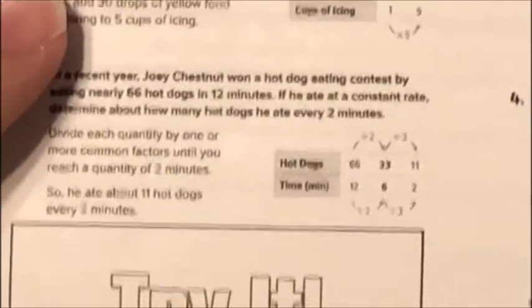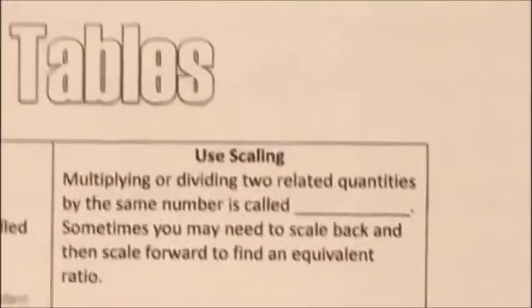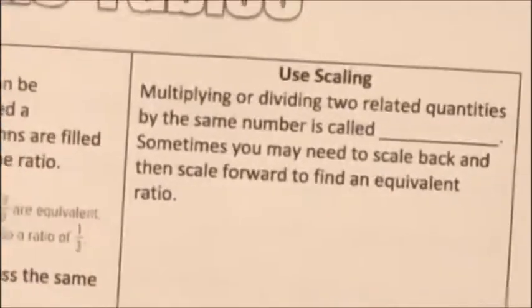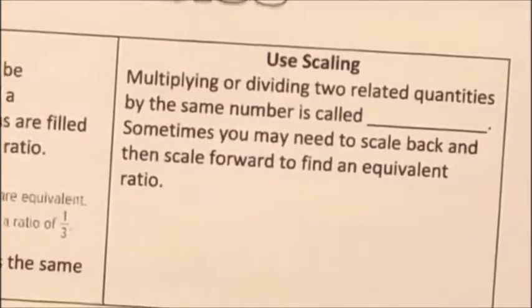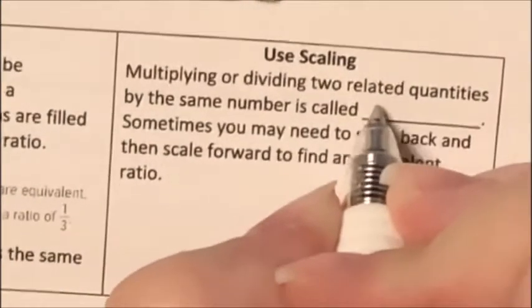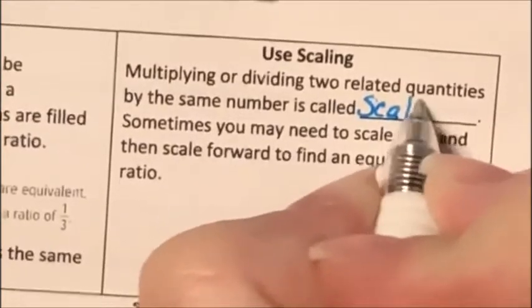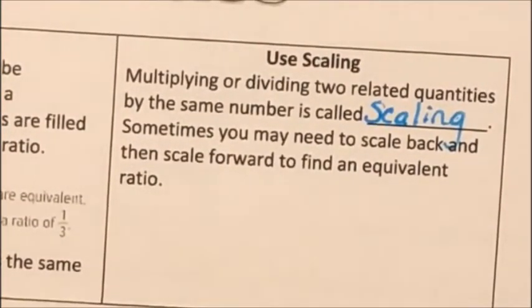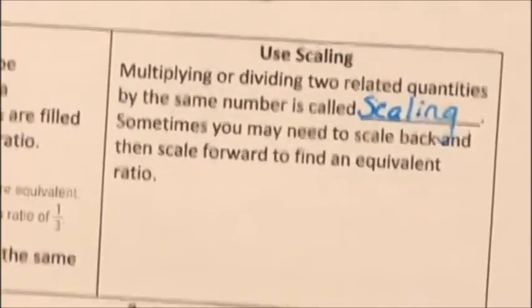The next way you can do it is actually by scaling. So multiplying or dividing two related quantities by the same number is called blank. In that blank, you're going to write scaling. Sometimes you may need to scale back and then scale forward to find an equivalent ratio. So let's take a look at some examples where we use scaling.